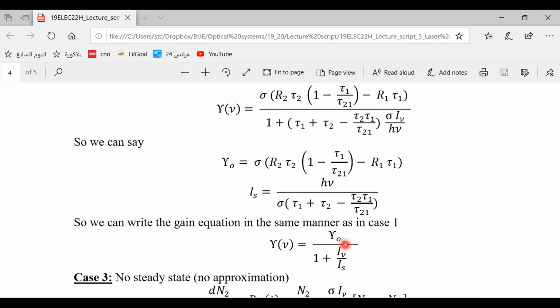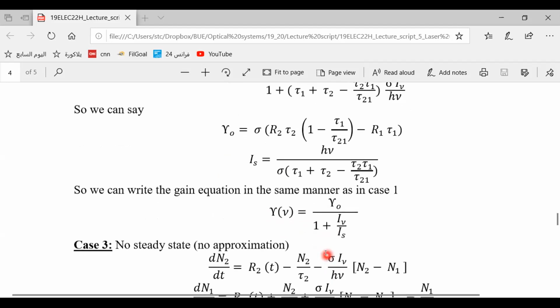Now I did not apply the first assumption, which is N2 is much greater than N1. I did not apply it, and I solve. I reach the same equations, but with different constants. I just change gamma node and IS, but the equation is still the same. So that means that our general equation, which is gamma equal gamma node over 1 plus I mu over IS, is still valid, even if we did not apply the first assumption.